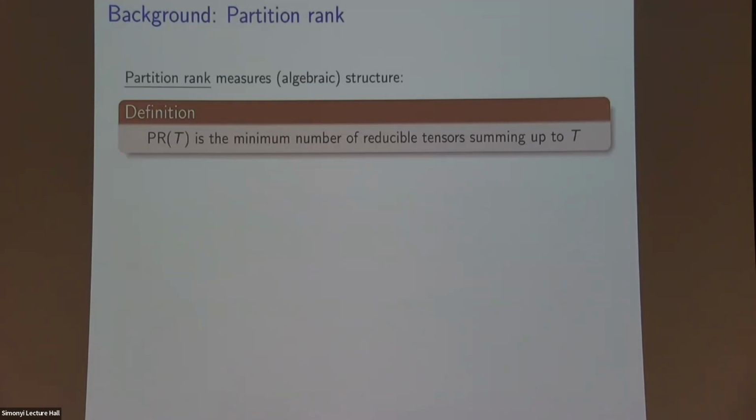What is the measure of structure that we're dealing with? Partition rank, that would be the standard name for it. It's just the minimum number of partition rank 1 tensors that sum up to our tensor, or you can think of that as the number of reducible tensors. Reducible just means that as a polynomial, it's not irreducible: you can write it as a product of two lower degree polynomials in a non-trivial way. And how many reducible tensors do you need to get your own tensor?